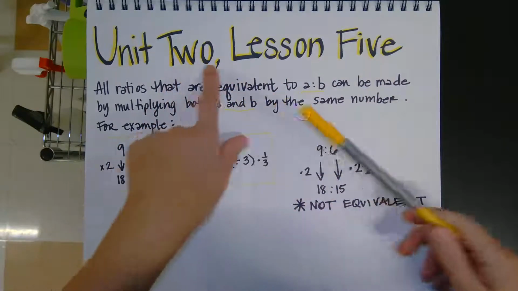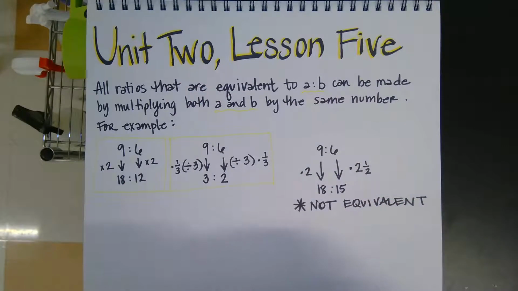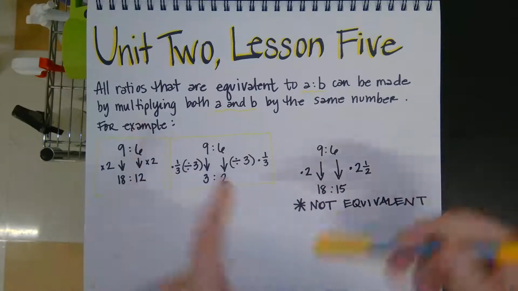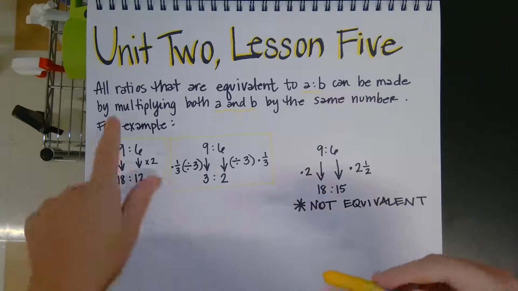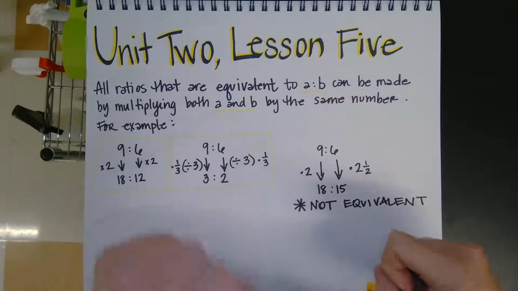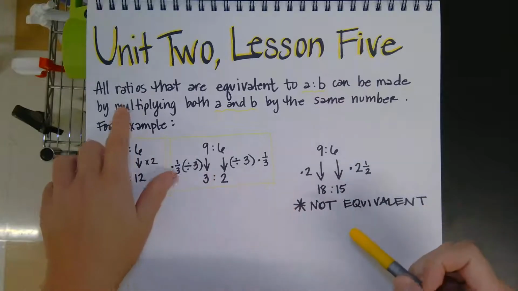I'm going to talk about Unit 2, Lesson 5. This one's a quick one, as you can see, so make sure that you have your math notebook out and you're ready to write some things down. We're talking about equivalent ratios one more time before we start applying it to some bigger problems.